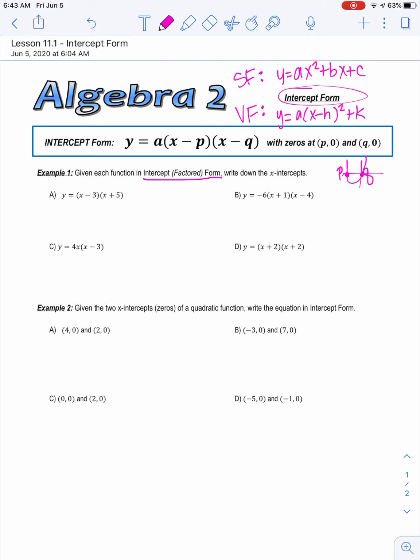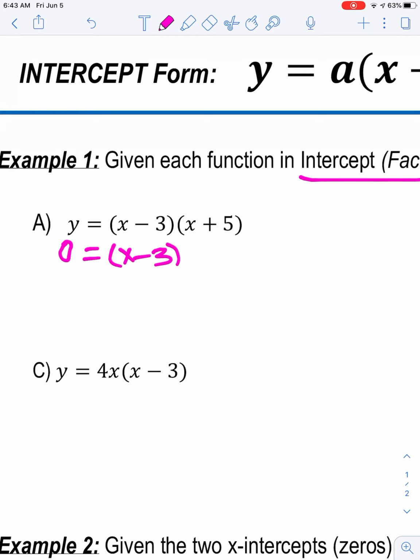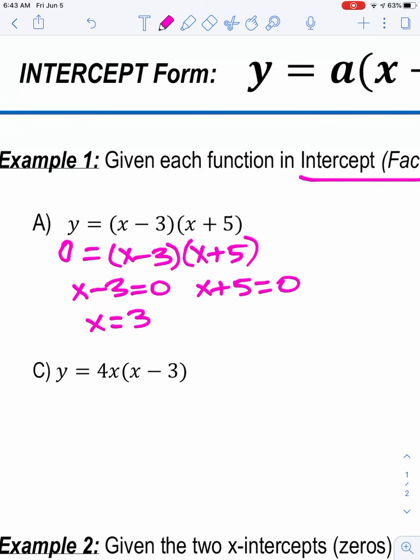We're given x-intercepts and then we will write the equation in intercept form. For example 1a, think about any time you're finding a y-intercept, you plug in a 0 for x. So if I want to find an x-intercept, I plug in a 0 for y. To solve for x, I'm using the zero product property. If x minus 3 times x plus 5 is 0, either x minus 3 is 0 or x plus 5 is 0. Here I'd get x equals positive 3, and here x equals negative 5.